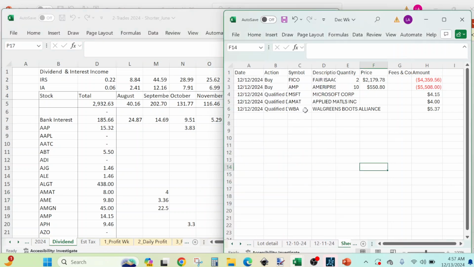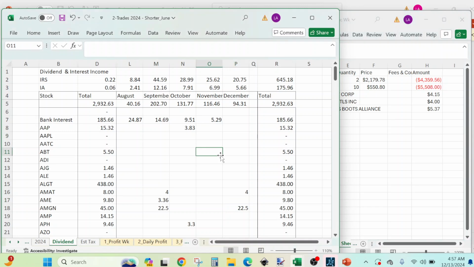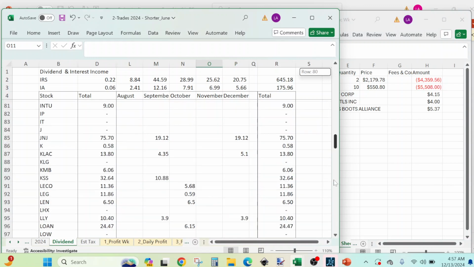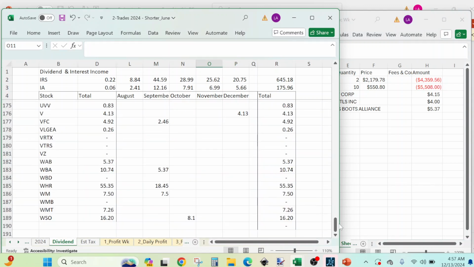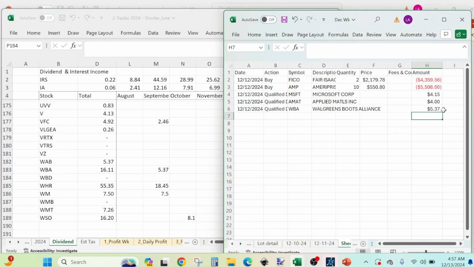The next one is WBA, and no, we didn't buy it for swing trading purposes. We bought it for dividend income purposes. WBA, and we earn $5.37 there. So those are the dividends earned yesterday, and those are the two things we purchased.